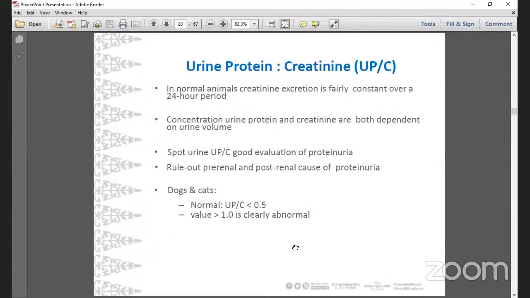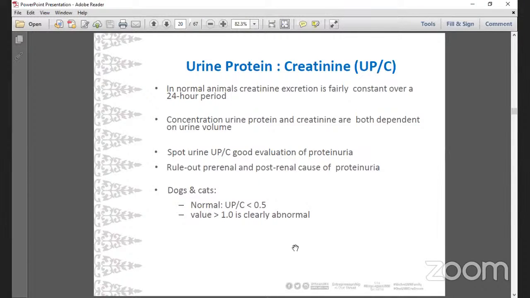And then right now, there's one test we call SDMA, symmetric dimethylarginine. This one is a type of amino acid. This SDMA test is an early test to detect kidney disease. Because if we rely on serum creatinine, it will only be high when the animal has about 70% damage of the kidney.